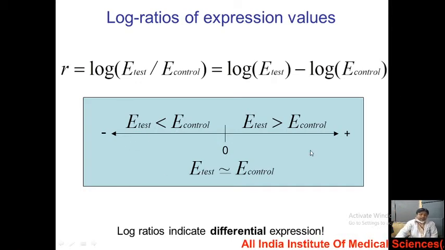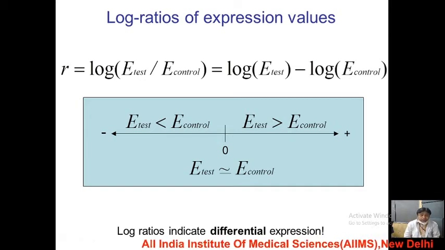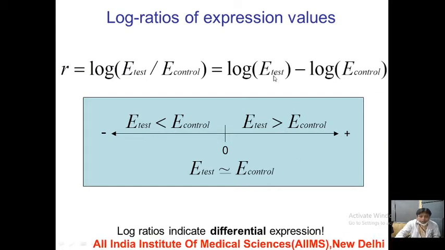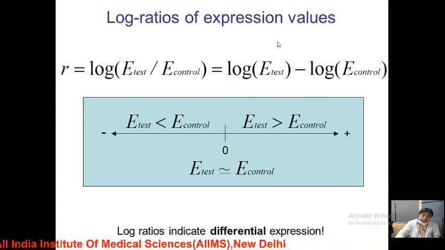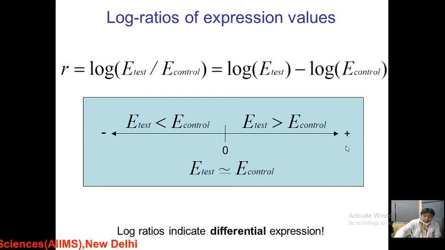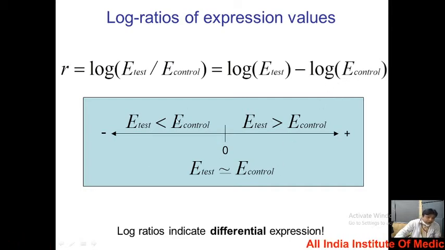On the other hand, the flip side of this is that if the expression of the test is more than that of the control, then the overall value becomes positive, right? This is higher, this is lower, so you're subtracting a small number from a large number, so it is always positive, and when it is positive, it moves towards the positive direction of the x-axis, and we say this is an amplification or overexpression. So this is a down regulation of the gene expression if the expression is less than the control, and this is an overexpression of the gene expression.